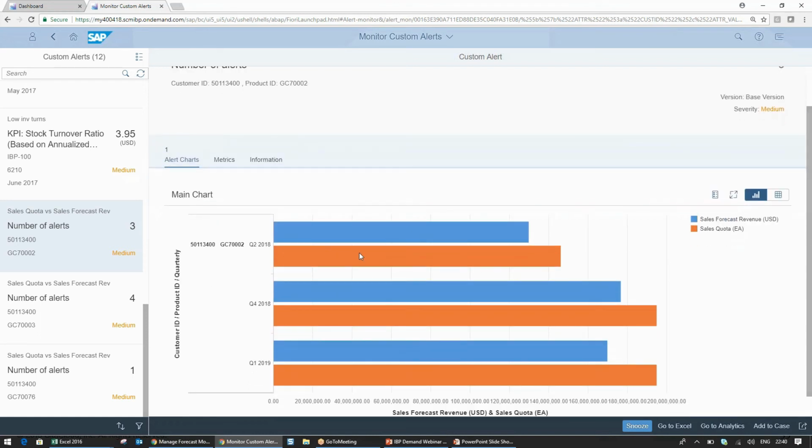For any period, I have defined the periodicity as quarterly. I want to see at an aggregated level how, as a sales representative, I'm performing considering my sales quota, and then I can see the alert, and then I can take some corrective action for that particular period.